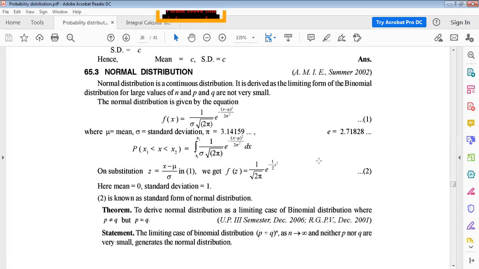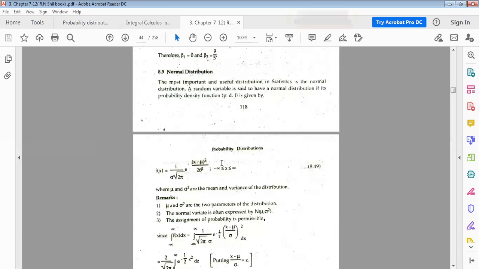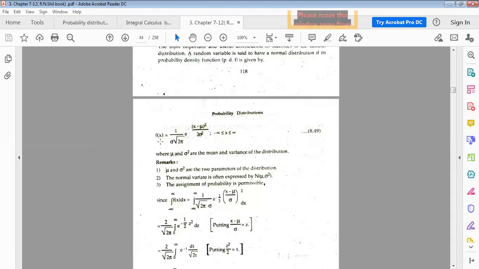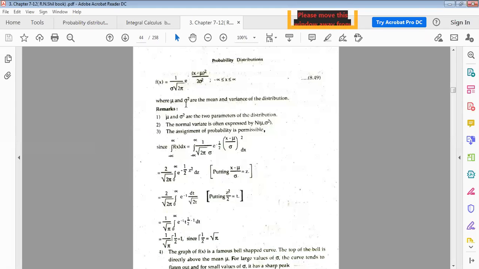Equation number 2 is also known as the standard form of the normal distribution, where z equals (x minus mu) divided by sigma. Actually, this is the definition of our normal distribution. Here mu is the mean and sigma square is the variance of this normal distribution. Mu and sigma square are the two parameters of the distribution, and the normal variate is often expressed as N(mu, sigma square). The assignment of the probability is permissible. So the total probability for the normal distribution will be 1. Now we'll prove this theorem.